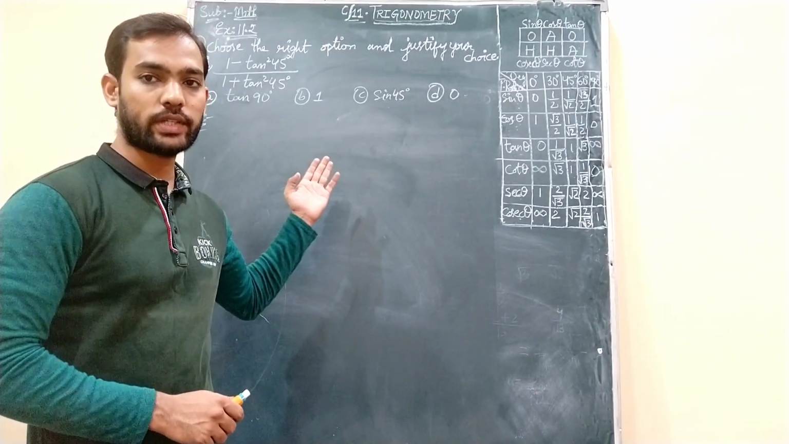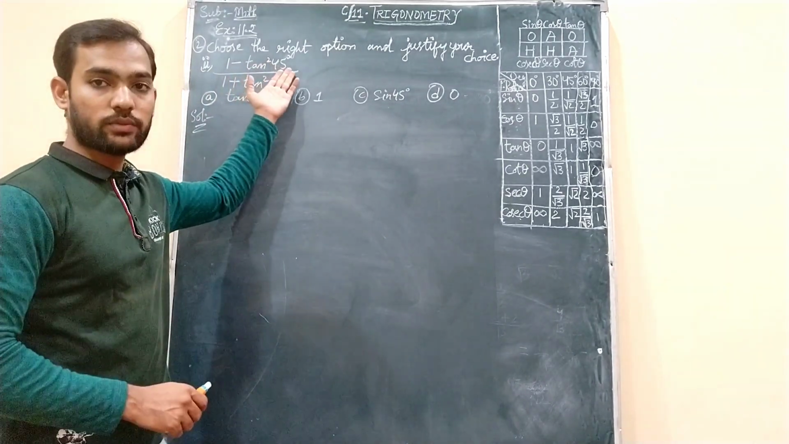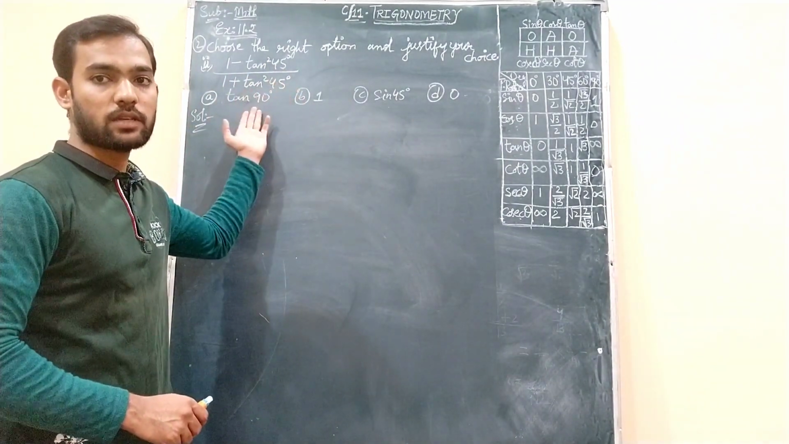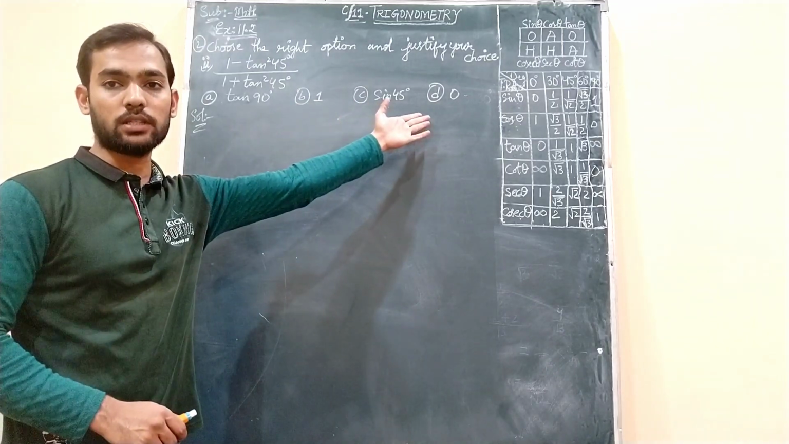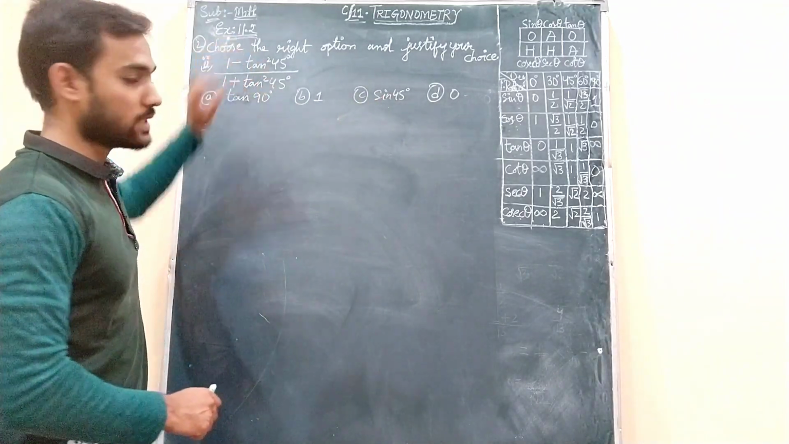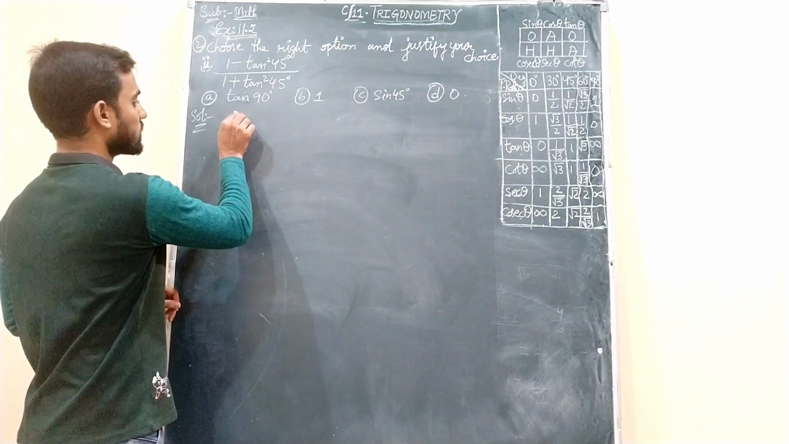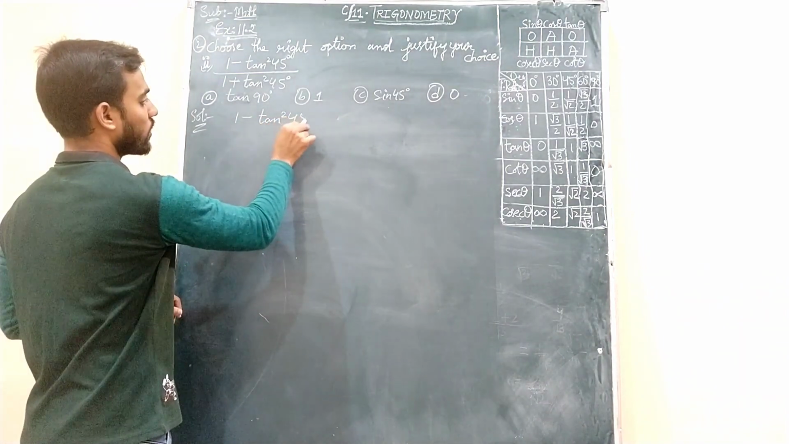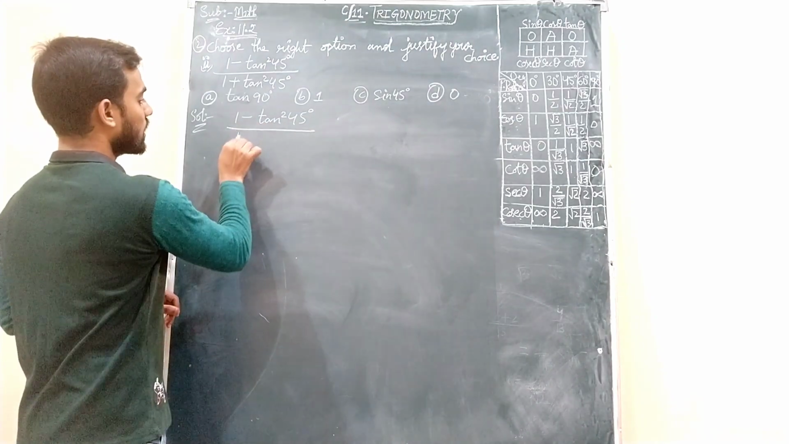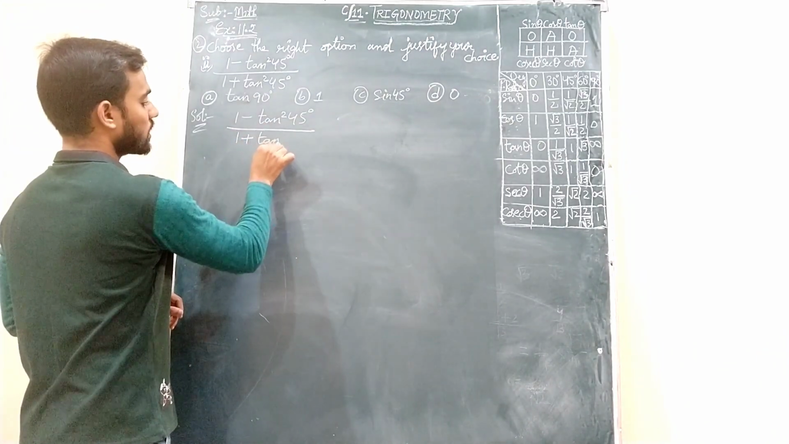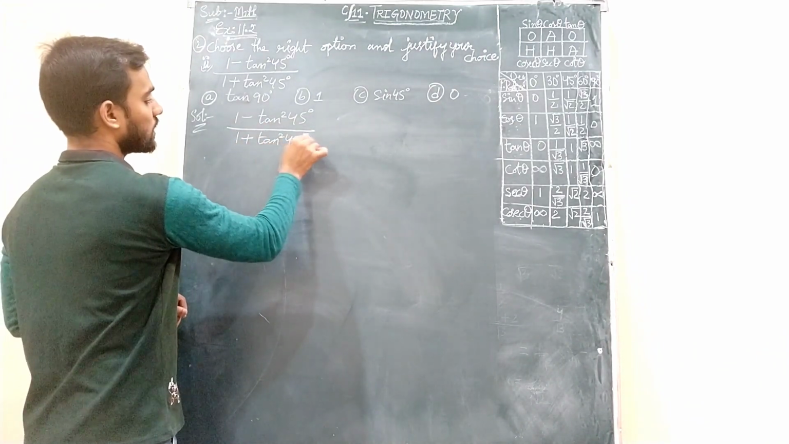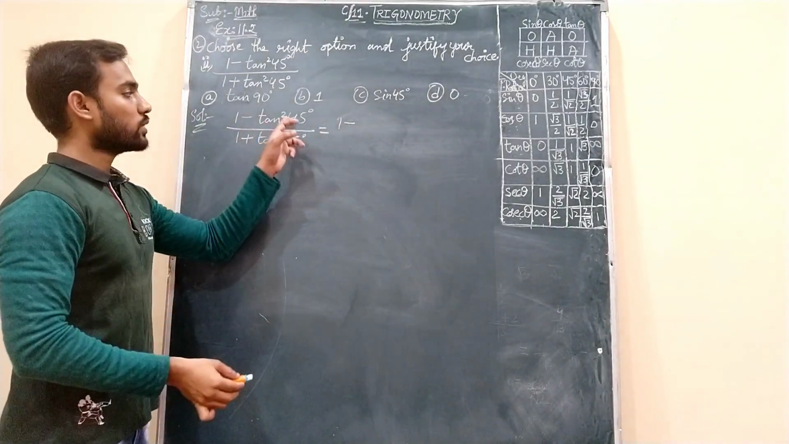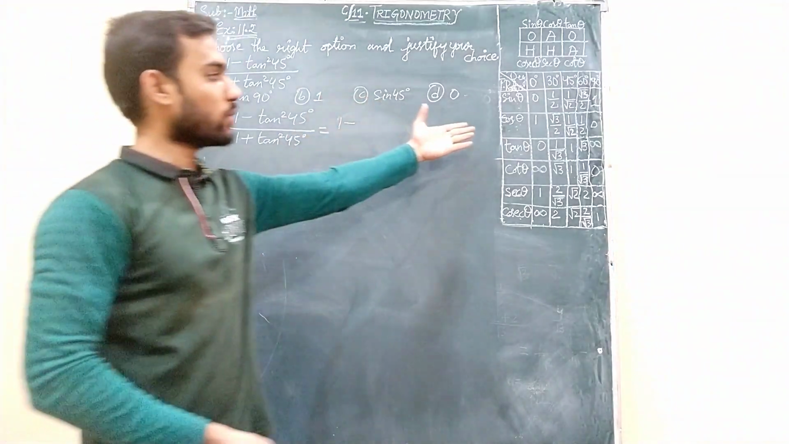This is bit number 2, students. 1 minus tan square 45 degree divided by 1 plus tan square 45 degree. This expression value is, which one is the correct option that we need to select for this particular expression. So as we said, first I will write the complete expression as it is. 1 minus tan square 45 degree divided by 1 plus tan square 45 degree equals 1 minus tan square 45 means tan 45 value square you have to do.